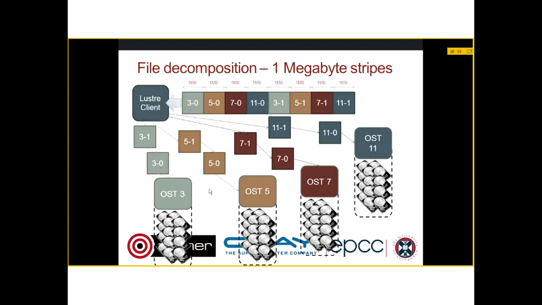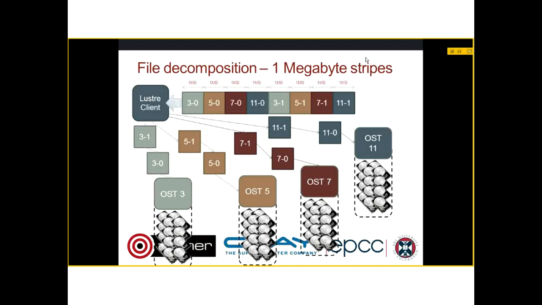The way it's arranged is that you can imagine a Lustre client, so your application, or more exactly the node that your application is running on. Imagine you have a file, in this case just 8 megabytes long, and it's split up into 1 megabyte stripes. So as far as the user is concerned, this is just a logical splitting up.